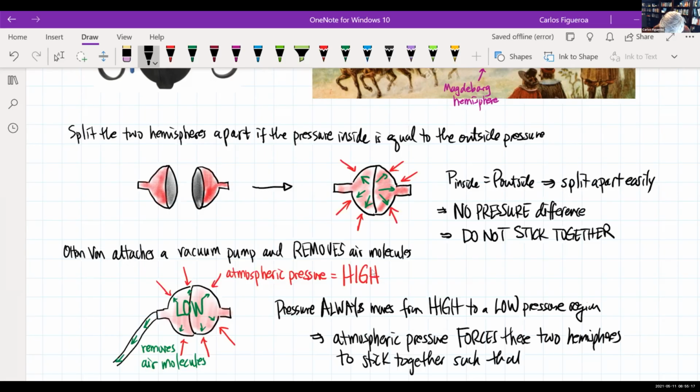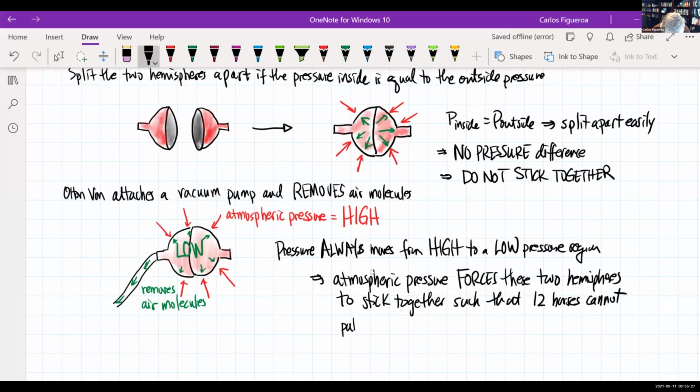such that 12 horses cannot pull them apart. So that means they had 6 horses on one side, they had 6 horses on the other side, and they couldn't pull it apart. That's how strong atmospheric pressure is. But again, what created that low pressure region? Removing the air. That's what the ideal gas law does, right? That's what the ideal gas law does.